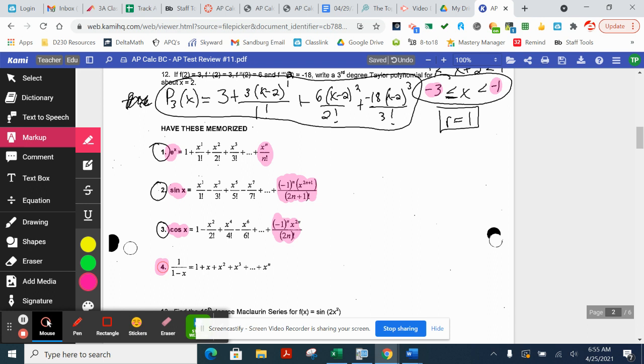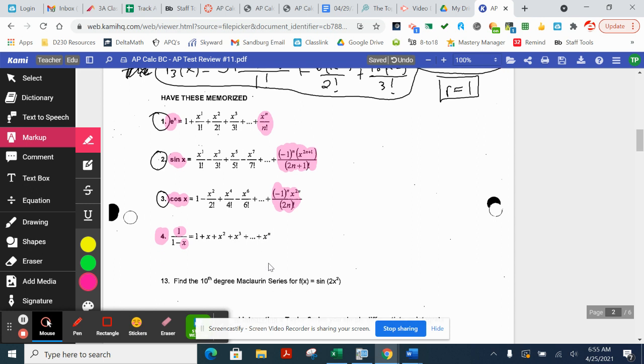The fourth one, not as important. The reason I gave you that is just understanding that's a geometric series, how this is a 1, this is 1 minus our r, so that's our ratio. Know what those are. We don't want to have to prove those for the types of questions that you're going to get, like number 13.